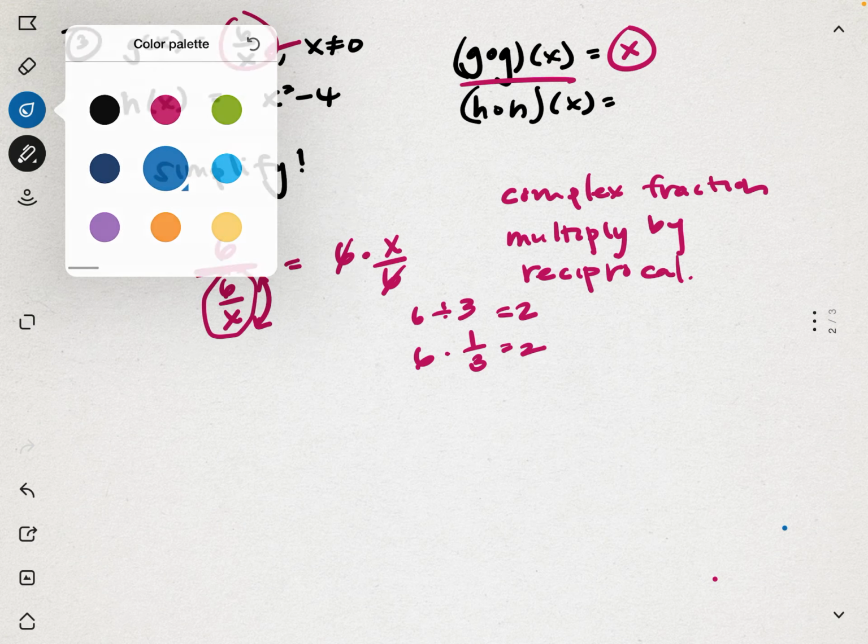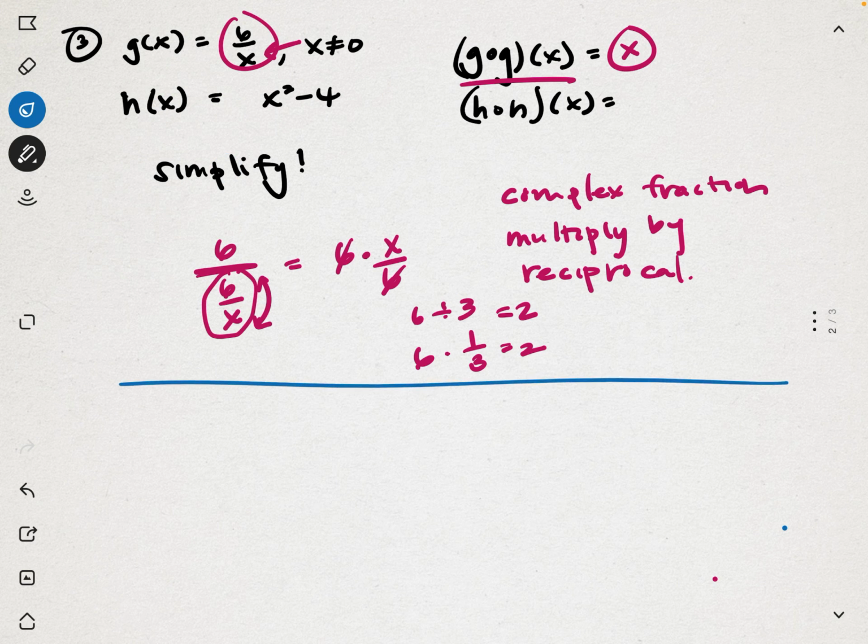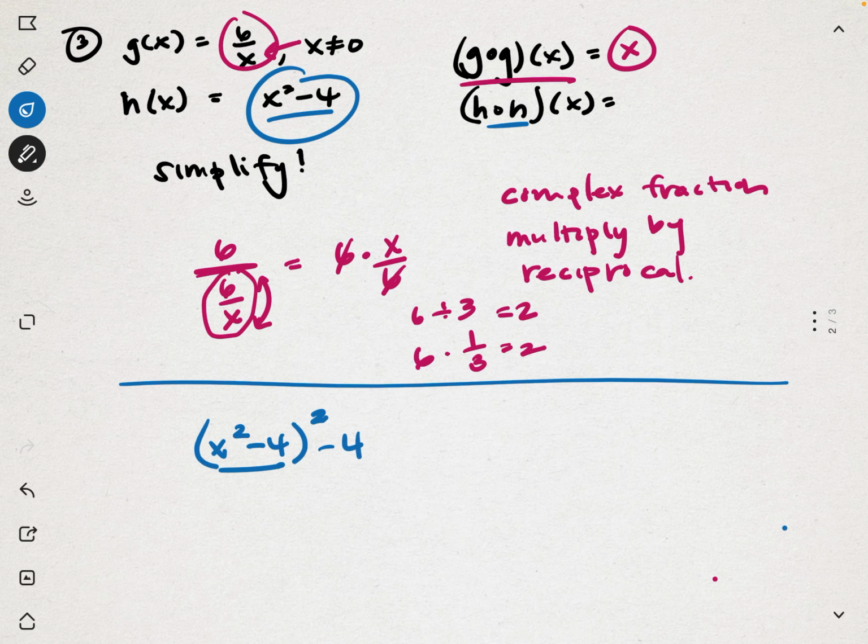All right, let's change our color again. Let's do the second one. So we're doing h composed with h of x here. We're doing our x squared minus 4, and plugging that in to x. This would be our x squared minus 4. So it looks super complex, right? Because we have to plug that inside into the outside. So the outside and the inside are technically the same. It's weird.